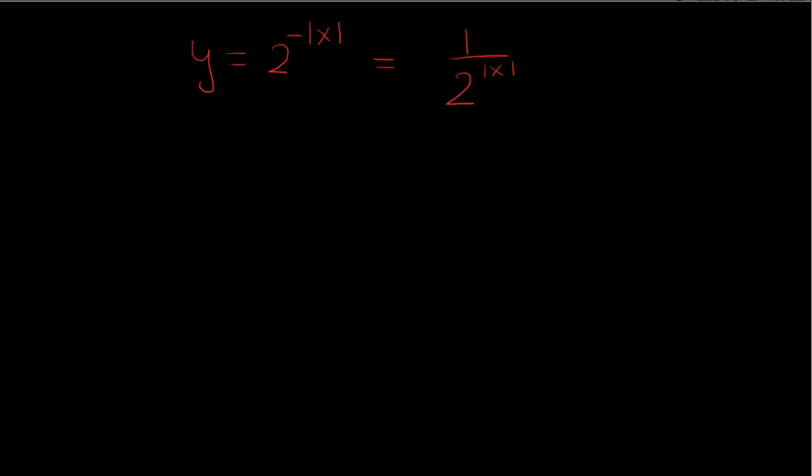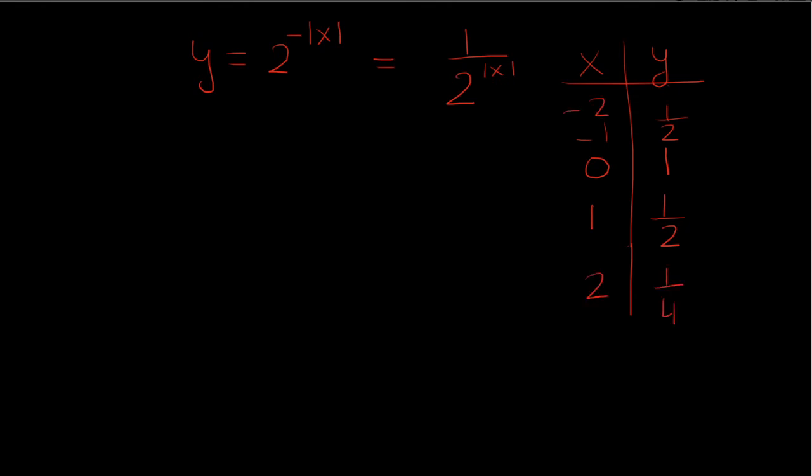So I can make a table. I'm going to put 0 here. So if I plug in 0, I get 1. If I plug in 1, I get 1/2. If I plug in -1, I also get 1/2. And if I plug in 2, I get 1/4. If I plug in -2, I also get 1/4.